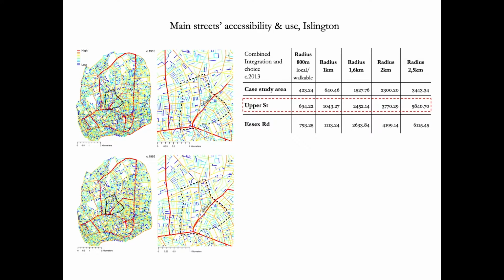Now, what was interesting to find out is that actually the high street, the street that was more prominent for the local people, was not the most accessible street in terms of the citywide connection. So it's not just a retail corridor that is very well connected.